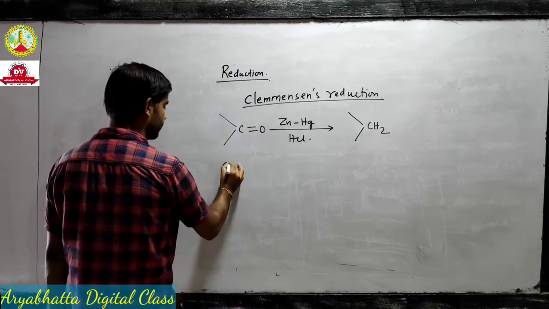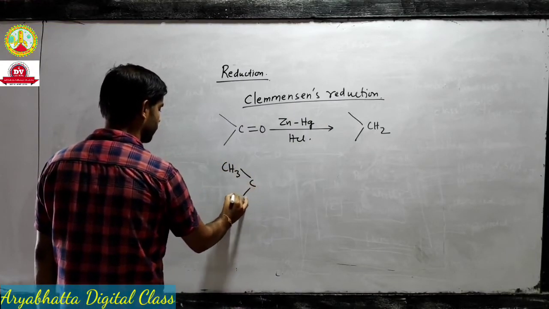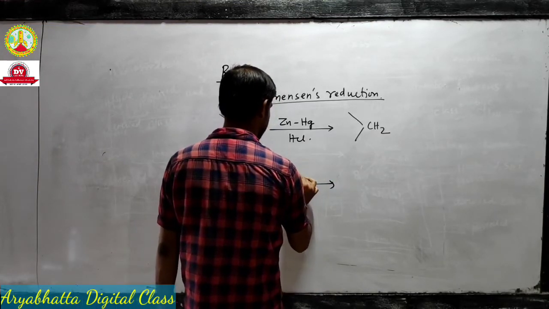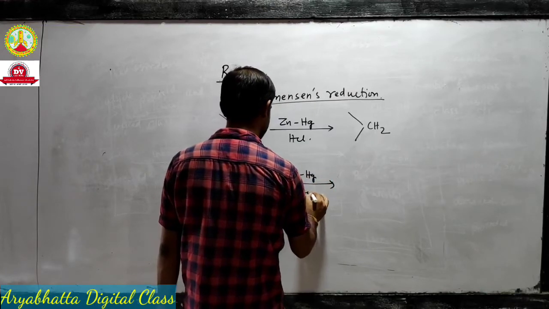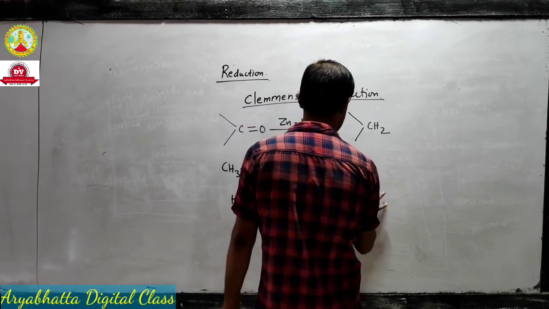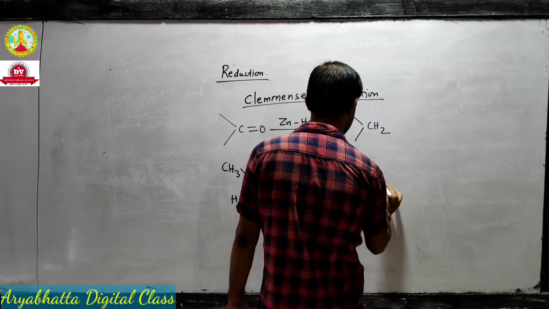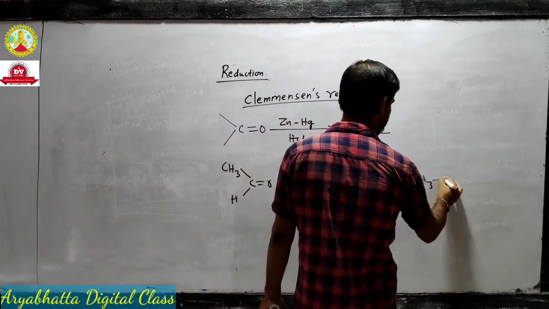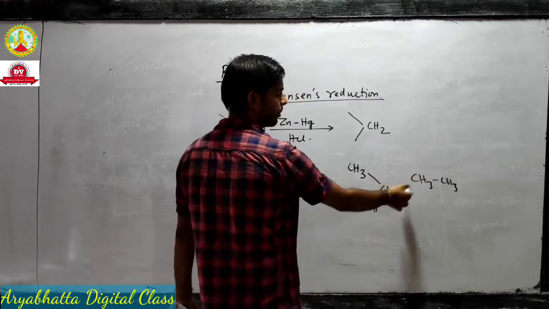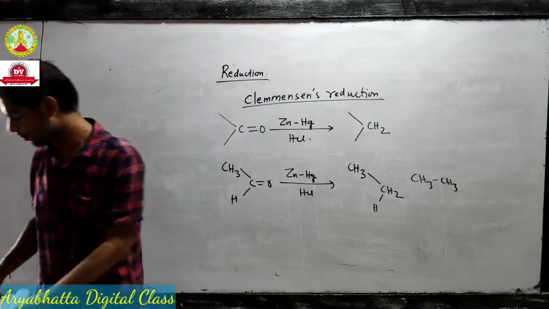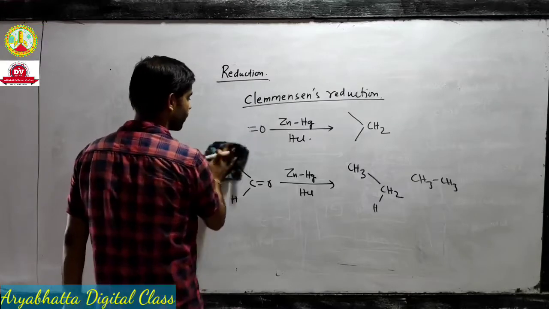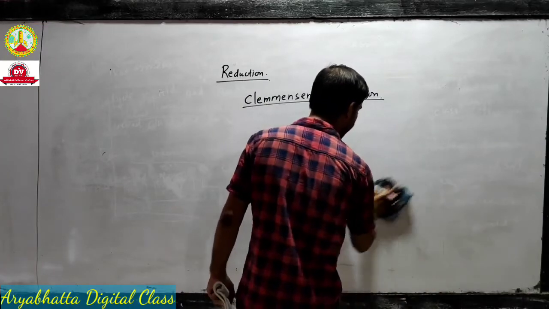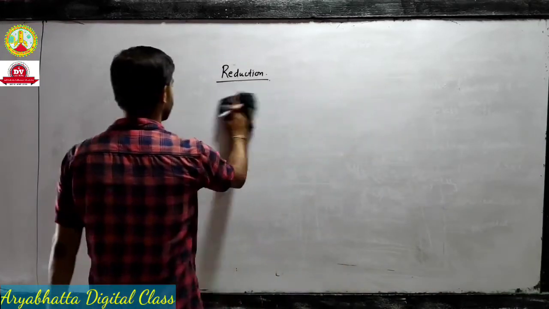Let us see an example. Suppose I have CH3CHO, and suppose I have zinc mercury amalgam and HCl, then what will happen? I'll get CH3CH2H, this is nothing but CH3CH3, the same, that means we will get ethane. So this is Clemmensen's reduction, a named reaction. Keep in mind, I have already told you that named reactions are important.